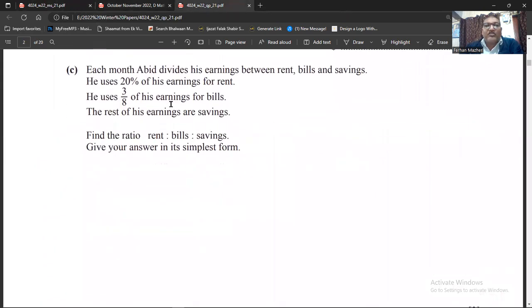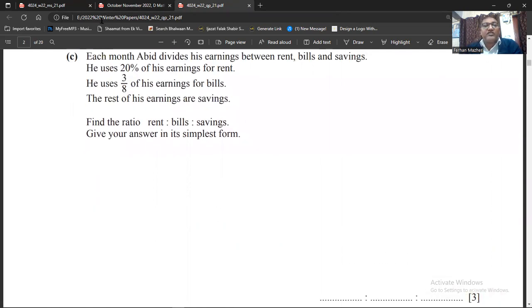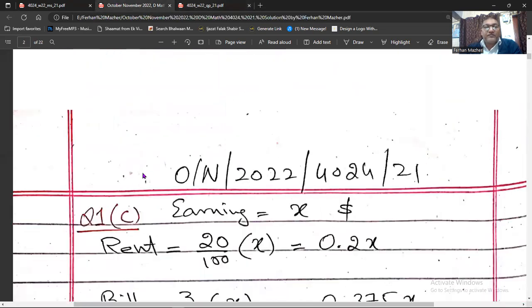Okay, now we are going to question number 1, part C. It's a 3 marks question. Each month, Abid divides his earning between rent, bills, and savings. He uses 20% of his earning for rent. He uses 3/8 of his earnings for bills. The rest of his earnings are savings. Find the ratio rent : bills : savings. Give your answer in the simplest form. It's a 3 marks question.